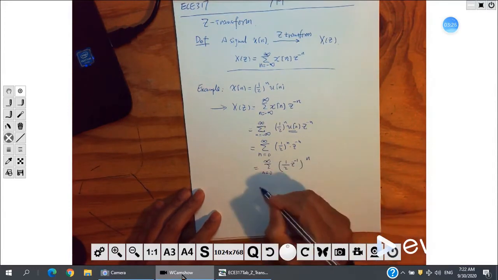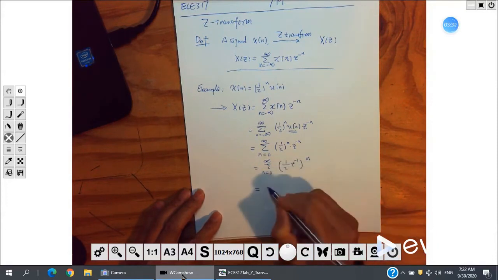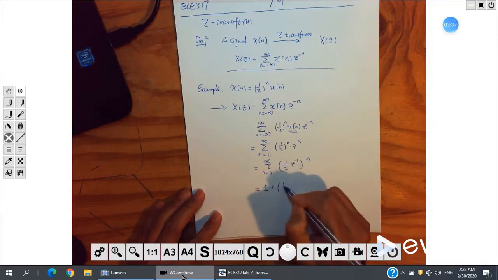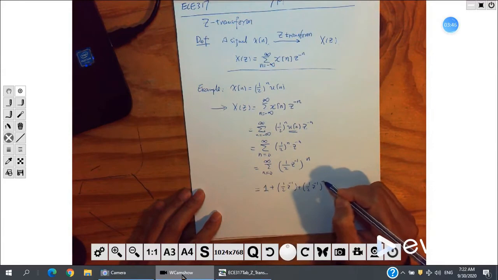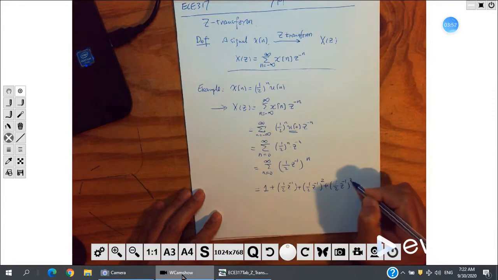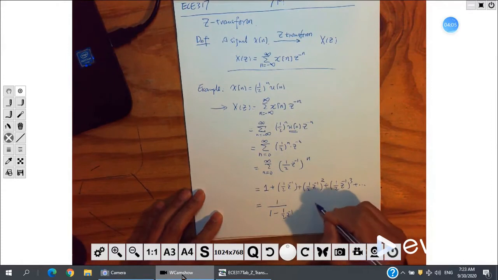Okay, this is a geometric series, and the result will be, okay, I write one more step. For n equal to 0, it is 1. For n equal to 1, it is 1/2 z to negative 1. For n equal to 2, there will be the square of 1/2 z to negative 1, then the cube, and so on, right? So you can merge them together. There will be 1 over 1 minus 1/2 z to negative 1. Of course, you need a condition: if 1/2 z to negative 1 is smaller than 1.